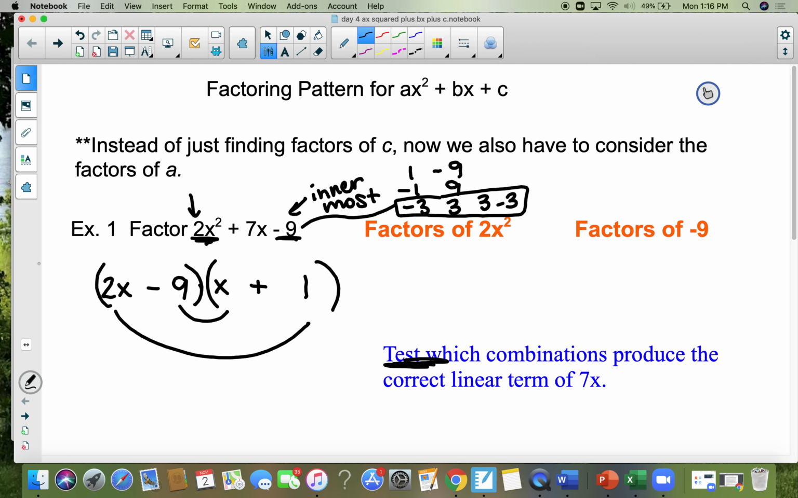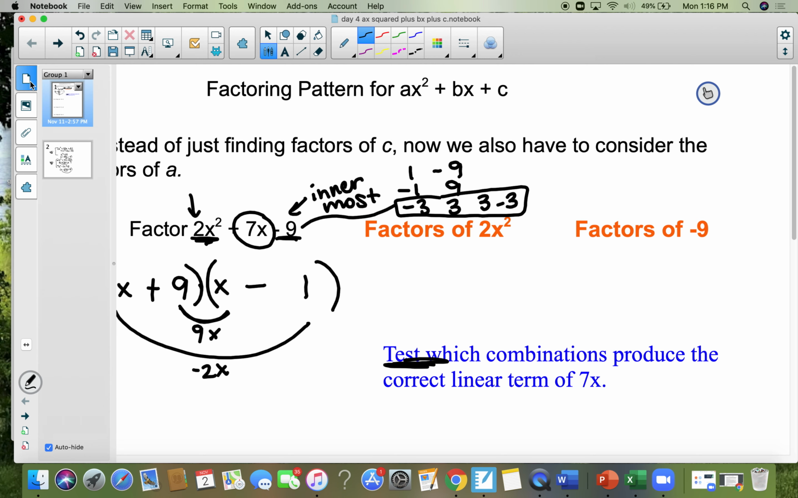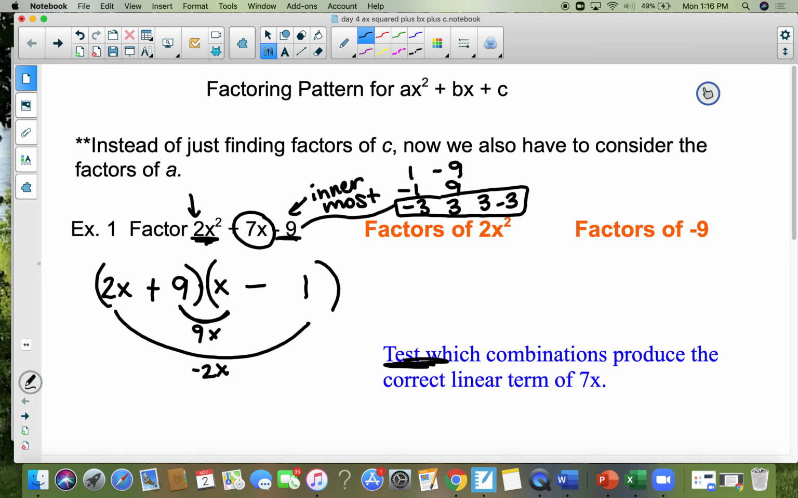But we need a positive, so we need to make this one the positive, and we need to make this one the negative. And now the OI, the 9x and the negative 2x, does add up to 7x. So in these problems today, you probably want a good eraser, and you're going to be switching things around until you get the middle term to work out. So all I'm going to do is another 3 problems. I guess they're all on the same page.